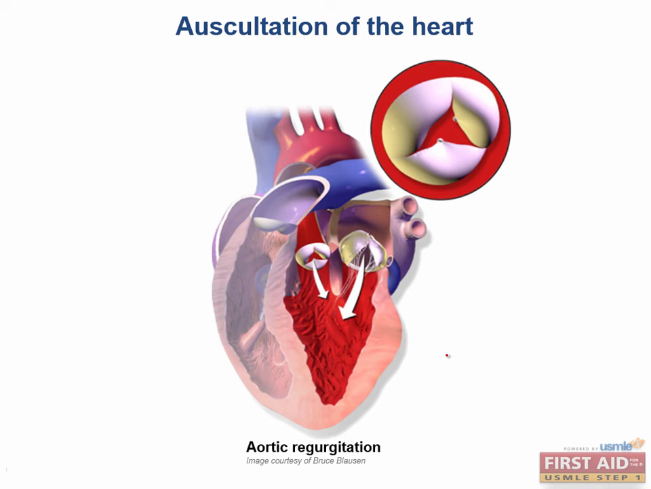Now what about aortic regurgitation? Remember, we're increasing the pressure here in the aorta. There's going to be more blood that's going to push retrograde across the aortic valve leaflets.